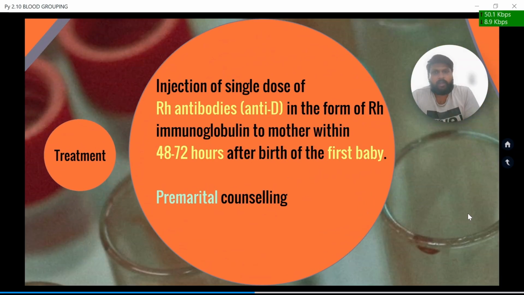So can it be prevented? Yes, we have a lot of advancements nowadays. An injection of a single dose of Rh antibodies, that is anti-D in the form of Rh immunoglobulin, is given to the mother within 48 to 72 hours of the birth of the first baby.